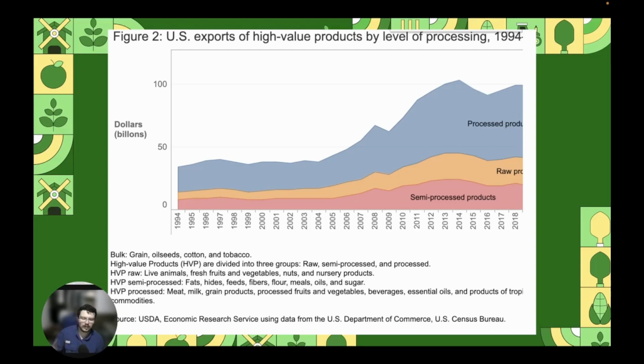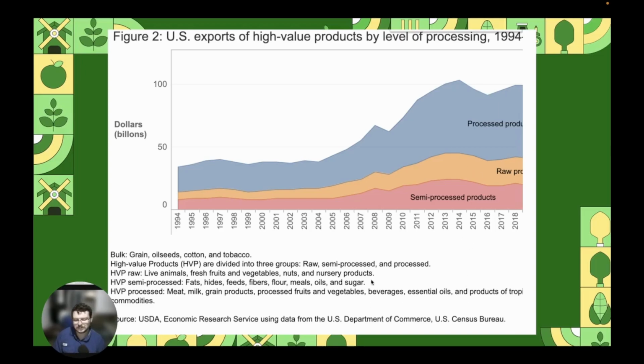Now, when we look at what kind of goods we're sending out, we see over time we've been increasing the number of processed products that we're sending out. Our raw products have also increased, but not by much, and this is by total value. And then we see the semi-processed products are pretty flat, with a slight increase. Semi-processed products are things like fats, hides, feeds, fibers, flour, meals, oil, and sugar. Raw products are things like live animals, fresh fruits and veggies, nuts, and nursery products. Processed products are things like meat, milk, grain products, processed fruits and veggies, beverages, essential oils, and products of tropical commodities.